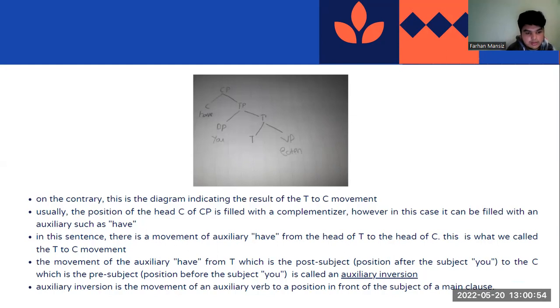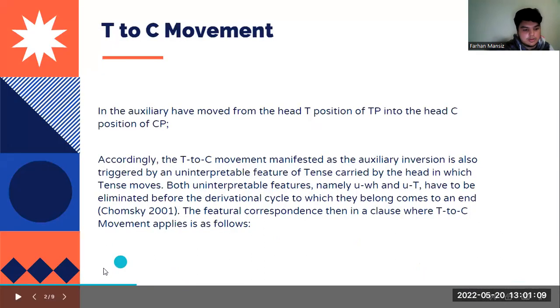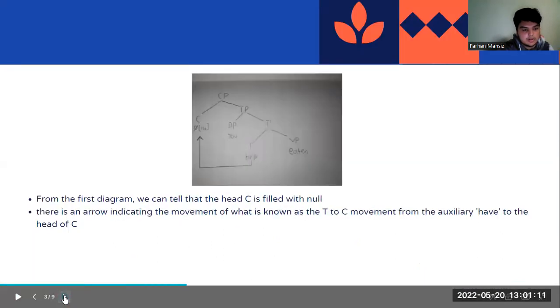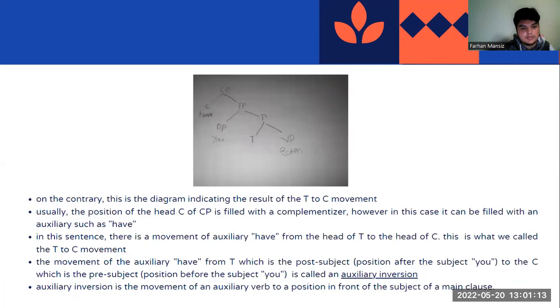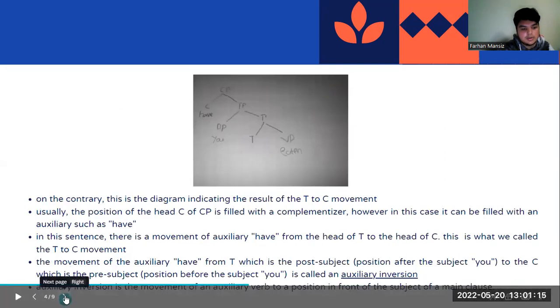So in simple language, auxiliary inversion is the movement of an auxiliary verb to a position in front of the subject of a main clause. That's it for the T to C movement, and next will be presented by Wahyu Taqiyuddin.